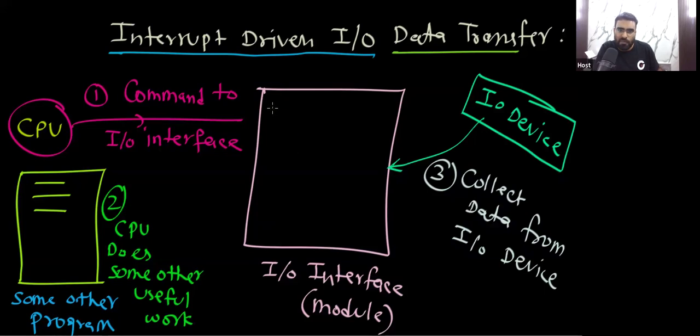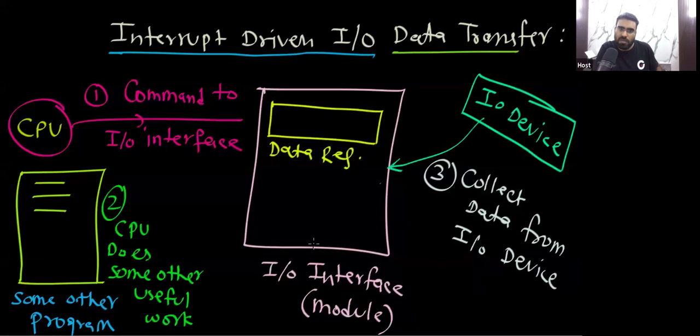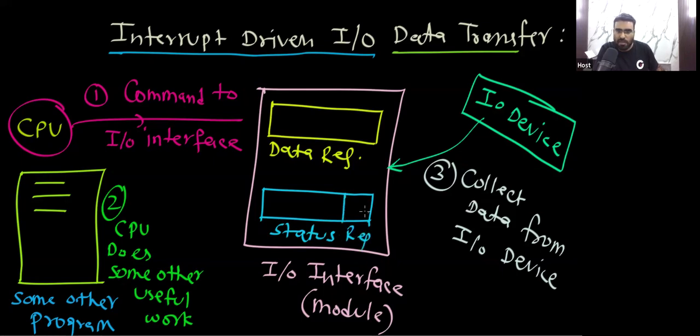In the interface, we have a buffer, we have a data register. Yes or no? So there is a data register. Here it will put the data. Okay, the data is slowly coming, and the data will be put here. Yes or no? And there is a status register also here. This is the status bit.